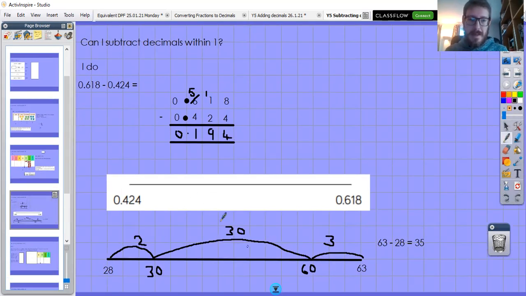So we can apply this to our decimal question as well. So if I start with 0.424, I can count up to 0.618. So again, I'm going to think about those easy jumps that I can make, not try and do the whole thing at once. So first of all, I could go up to the nearest hundredth. So at the moment, I've got 4 thousandths and 2 hundredths. So the first step I'm going to do is count up to 0.43. So what do I need to add on to get from 0.424 to 0.43?